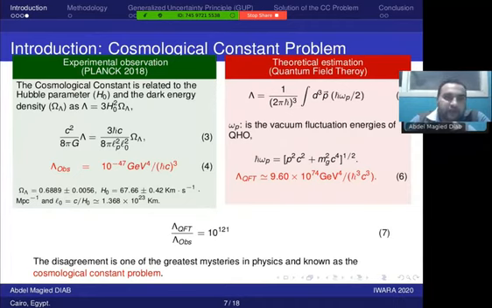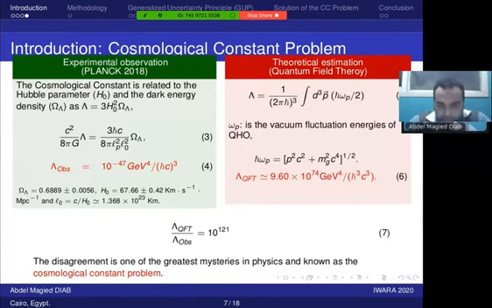For Planck 2018, the cosmological constant is related to the Hubble parameter and the dark energy density. From this relation and using Planck data, we find the observed cosmological constant is equal, in order of magnitude, to 10 to the power minus 47.